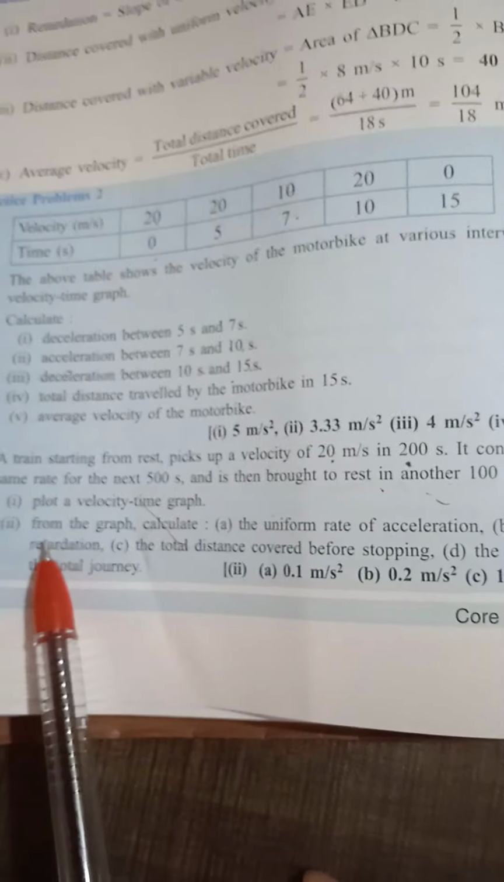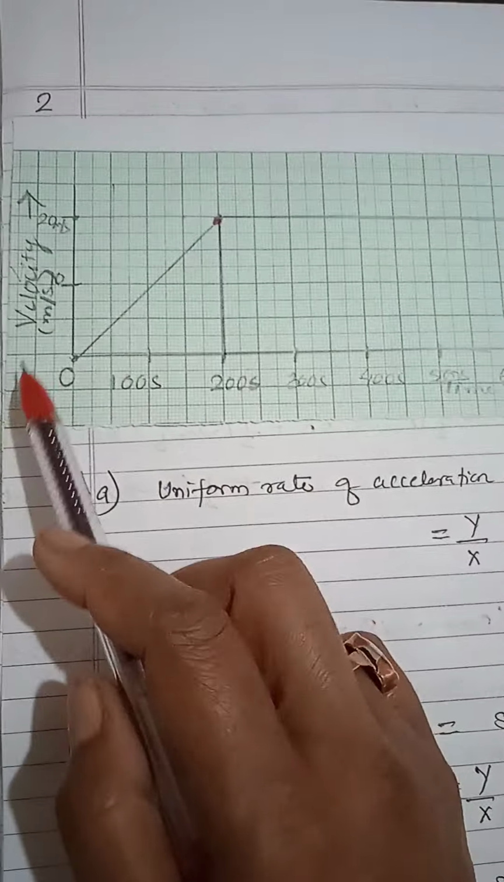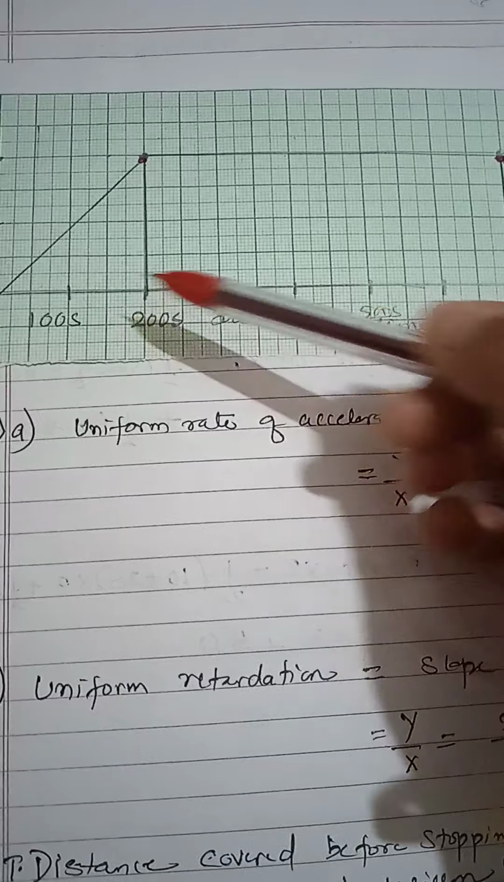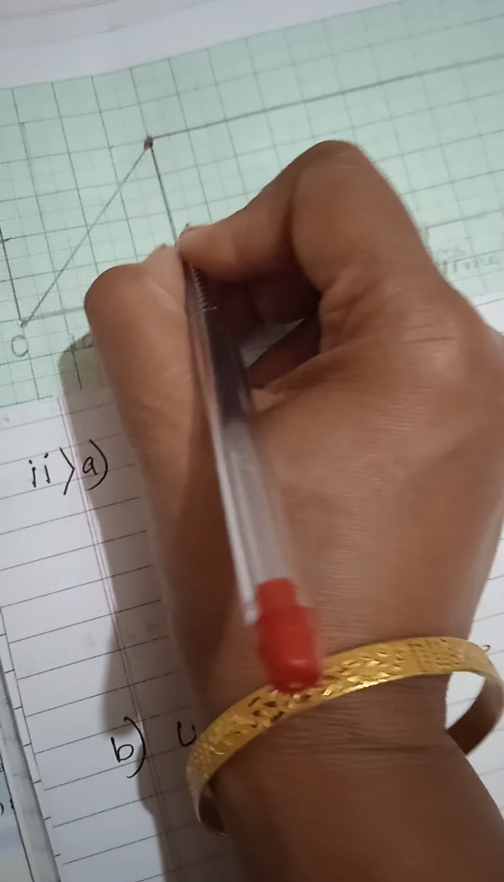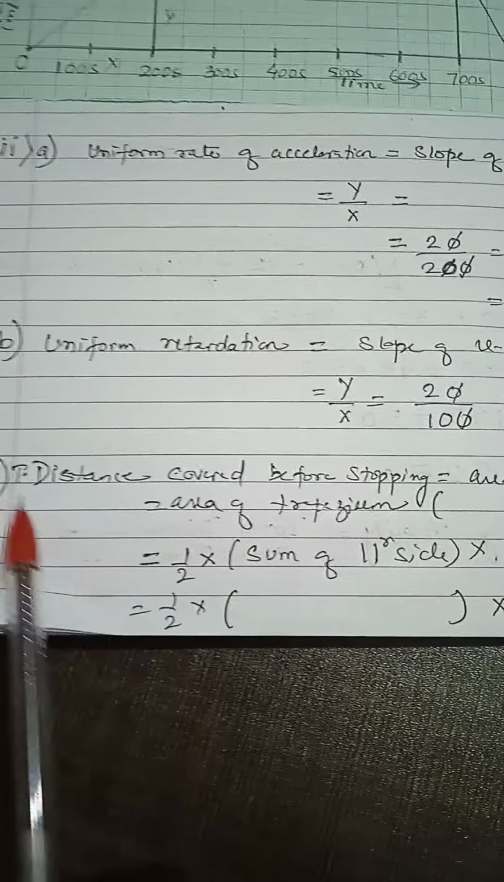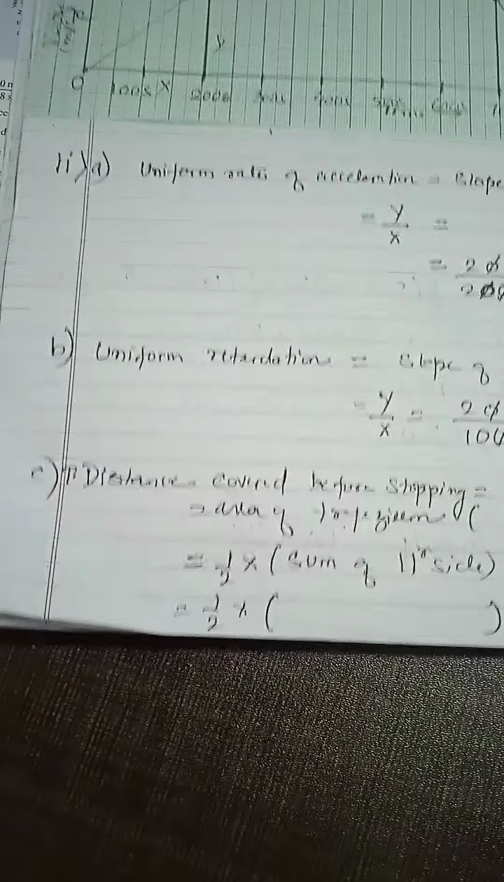Next will be the first one, we have done plotting. Now from the graph, calculate uniform rate of acceleration. So acceleration, again velocity time graph, so you have to find the slope. So uniform acceleration is the slope of the velocity time graph. First, slope will be what? Y by x. So you can write here y and this one will be your x. So y by x, find out the values, you will get this one. Then similarly uniform retardation from this part, this one, y by x, all are the same. Then distance covered. So you have to find the distance covered.